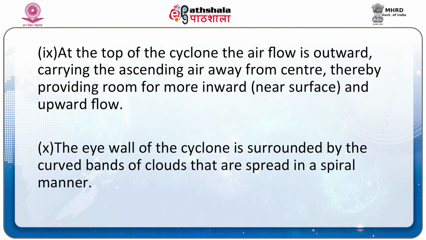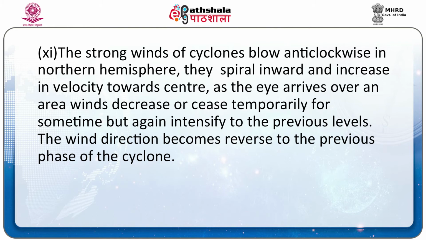At the top of the cyclone, the airflow is outward, carrying the ascending air away from the center, therefore providing room for more inward, near surface and upward flow. The eye wall of the cyclone is surrounded by curved bands of clouds that are spread in a spiral manner. Strong winds of cyclones blow anti-clockwise in the northern hemisphere. They spiral inward and increase in velocity towards the center.